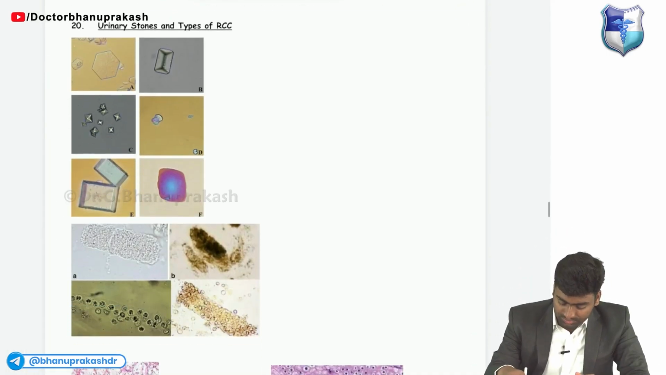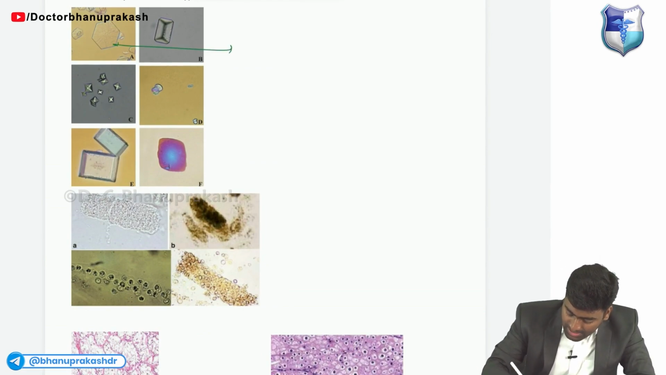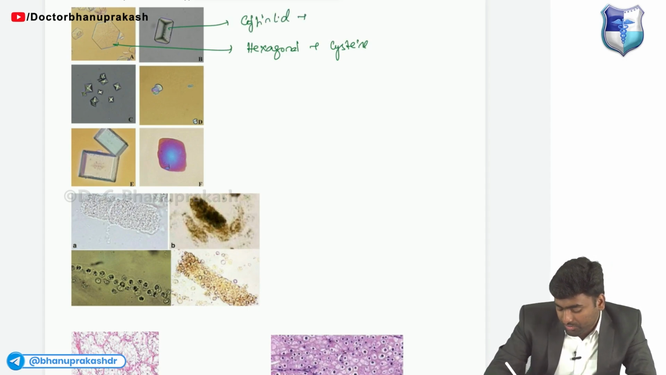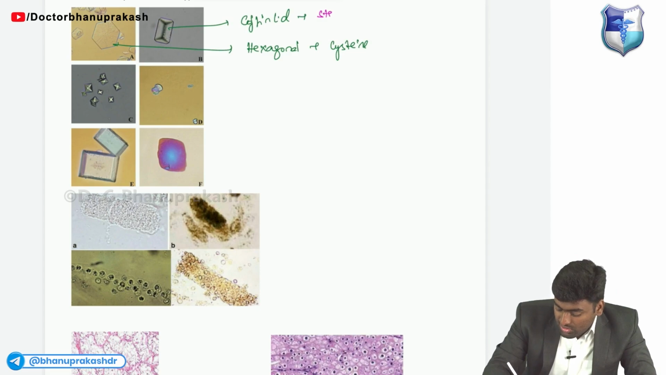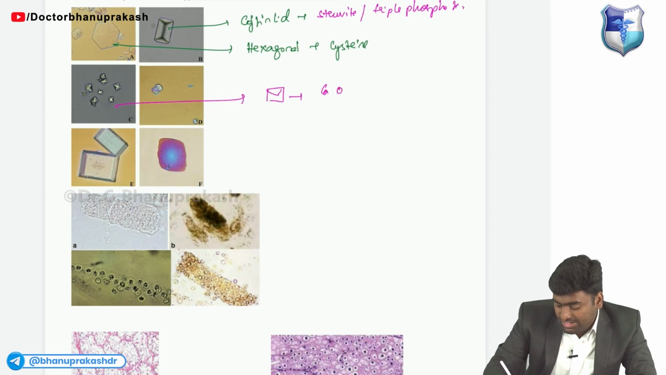Next, we'll move on to a few urinary stones. If you see a hexagonal shape, it is cystine. If you see a coffin lid shape, it is seen in struvite or triple phosphate stones. Good. Then if you see an envelope shape, it is calcium oxalate dihydrate.